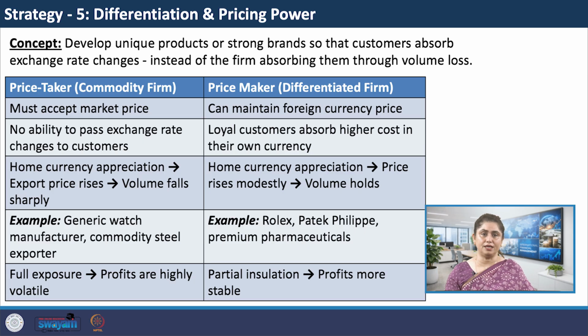The more unique and differentiated the product, the less power any exchange rate shift has over the firm's volumes and revenues. The contrast between the two columns on this side captures the entire logic of strategy 5 in a single frame. Build the product, that means build the resilience. The two go hand in hand.